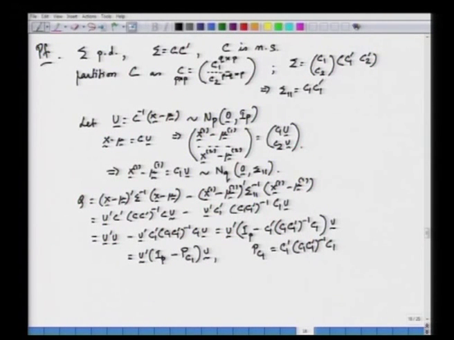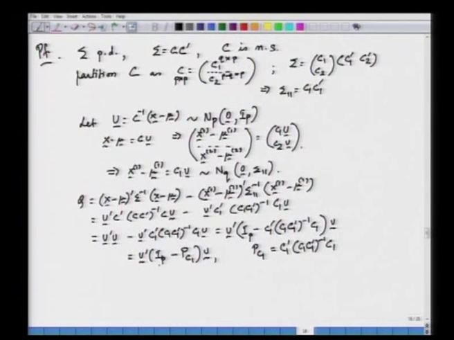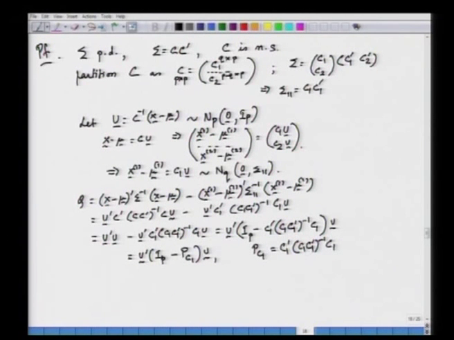Okay. So this is what we have: Q equal to u transpose (I minus P C1) u, and we have proved something for this type of quadratic form, because u follows a multivariate normal with mean 0 and covariance matrix the identity matrix. So I can have this very conveniently as a central chi-square distribution if and only if the associated matrix is idempotent. All we need to show here is whether this associated matrix I minus P C1 is idempotent. If it is, then we are through. We have to check one more thing, that is the degrees of freedom, which will be the rank of this associated matrix.